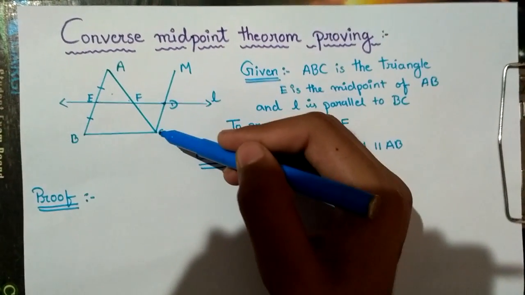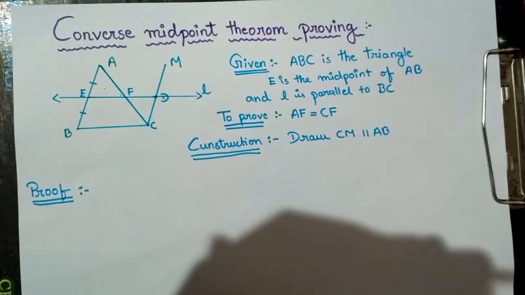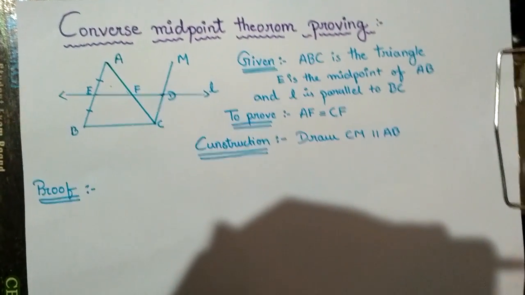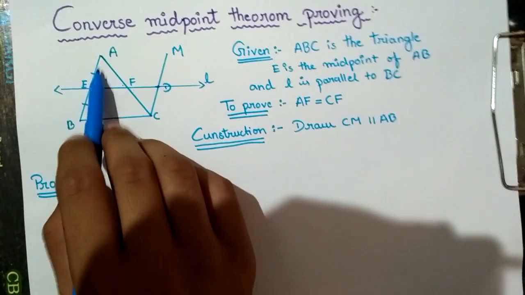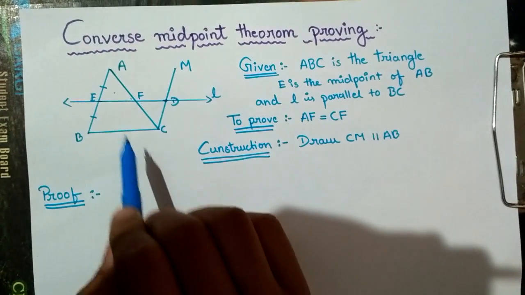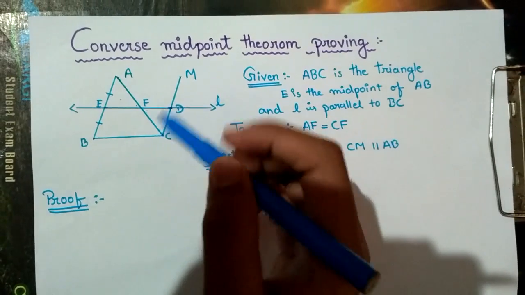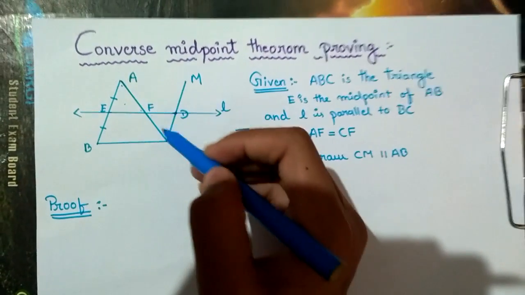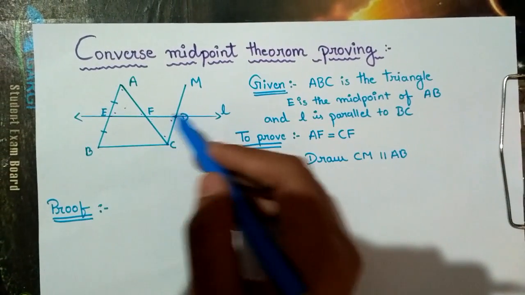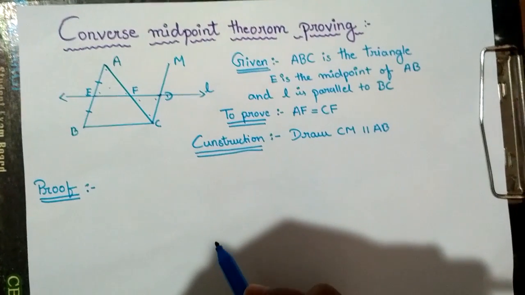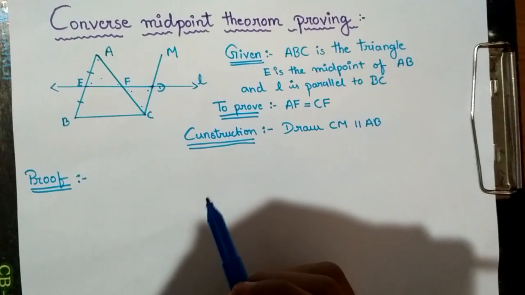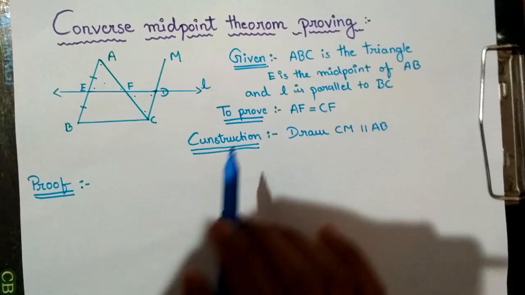As I have drawn here, CM is parallel to AB. Only this much construction we need. We have to draw CM which is parallel to AB. So how to prove it? Let's start. To prove this, we have to prove triangle AEF is congruent to triangle CDF. But we can't prove this directly, because we only have that this angle is equal to this angle, and angle AFE equals angle CFD. In mathematics there is no such congruency condition of angles only. So we have to find one side which is congruent. So how to do it?